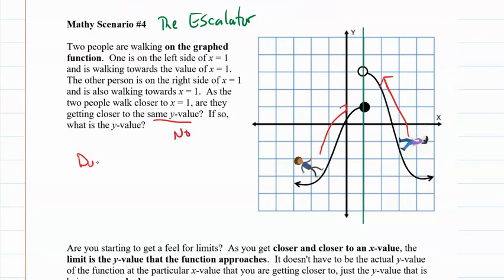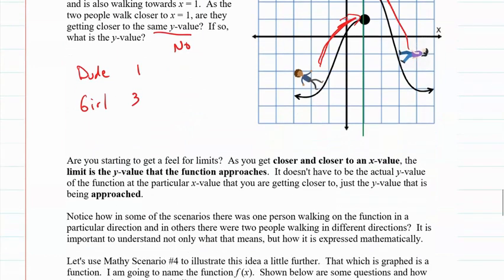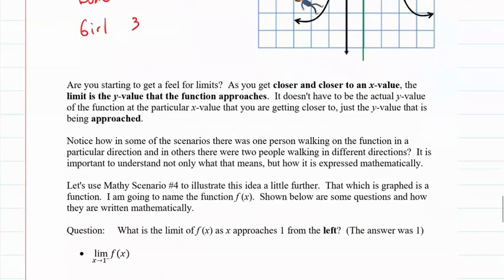The dude, he's getting closer and closer and closer. When he gets there, he's going to be at a value of 1. And the girl, she's getting closer and closer to a value of 3. So coming from different sides of x equals 0, we're coming closer and closer to a different value. So when it comes to limits, as you get closer and closer to an x value, the limit is the value of the y that the function approaches.